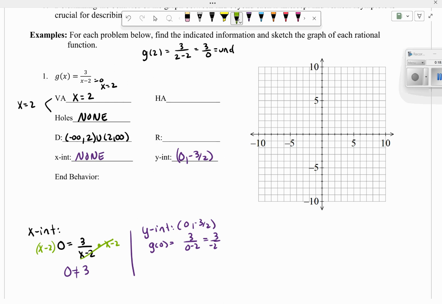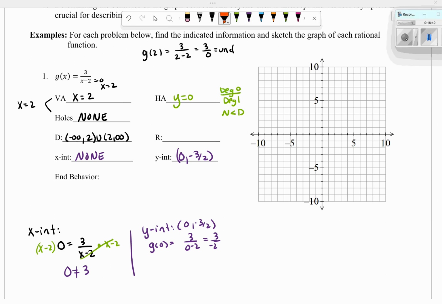And then looking at our horizontal asymptote, the numerator degree: we have a degree of 0 over a degree of 1. So the numerator degree is less than the denominator degree, which means we have a horizontal asymptote at y equals 0. So let's go ahead and start to graph this.